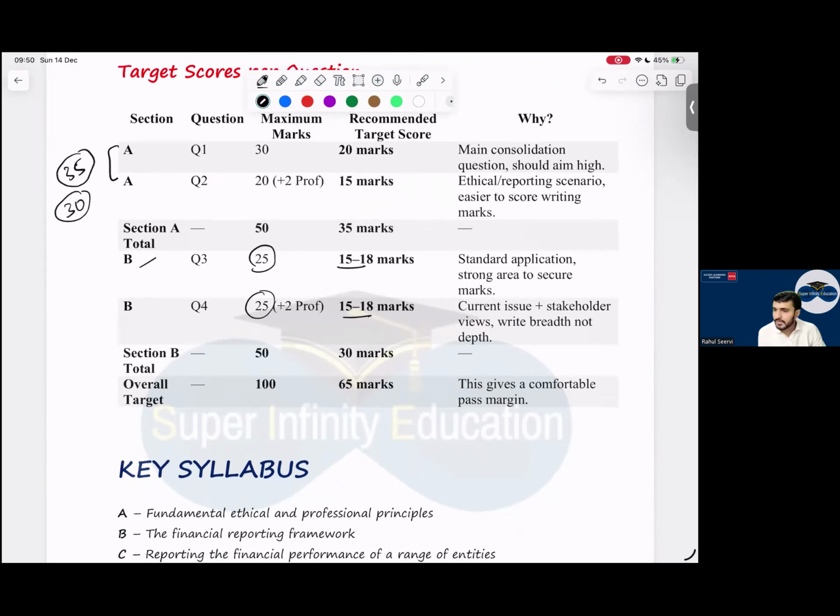15 to 18 marks. Sir, 15 to 18 will not happen. Let's take 12 to 14 also. Let's take 13 only. 13 plus 13, how much is this total? 26 plus 30, how much is this? 56. Bare minimum I say you should aim for 60.